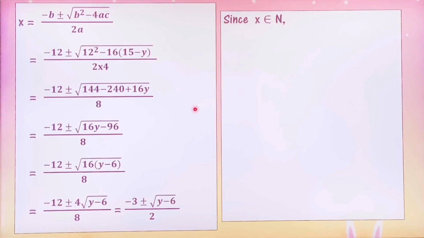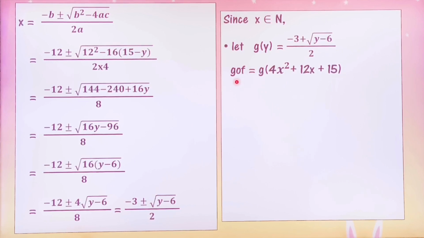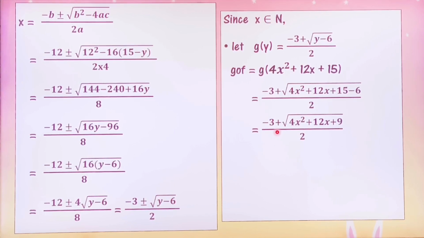Since x belongs to N, let us take g(y) = (-3 + √(y - 6))/2. Now g∘f equals g(4x² + 12x + 15). That is equal to (-3 + √(4x² + 12x + 15 - 6))/2. That is equal to (-3 + √(4x² + 12x + 9))/2.